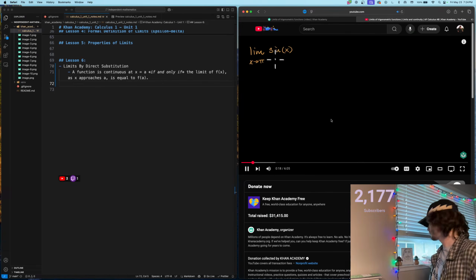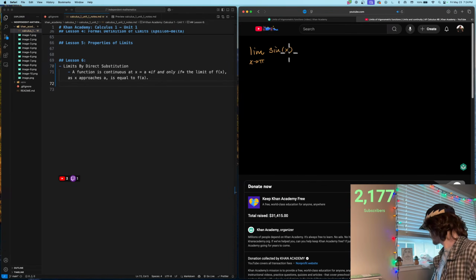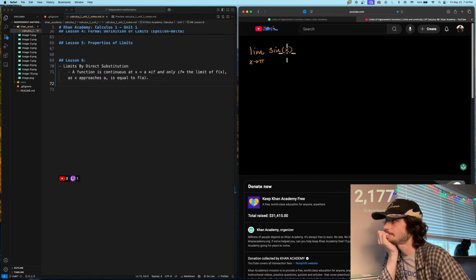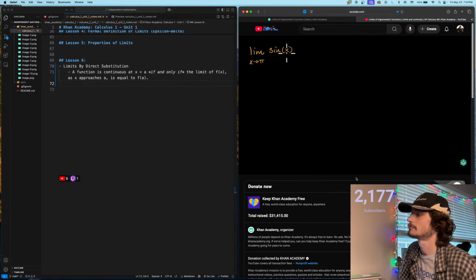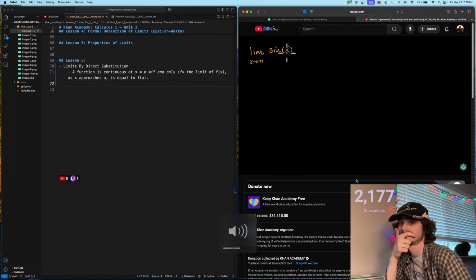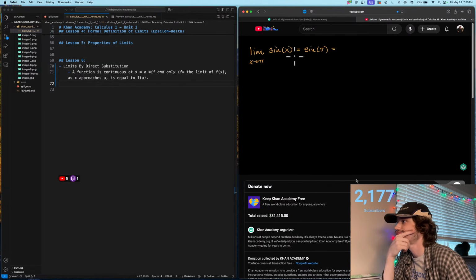Well, both sine of x and cosine of x are defined for all real numbers. So their domain is all real numbers. You can put any real number in here for x, and it will give you an output. They are also continuous over their entire domain. In fact, all of the trigonometric functions are continuous over their entire domain. And so for sine of x, because it's continuous and it's defined at pi, this is the same thing as sine of pi. And sine of pi, you might already know, is equal to 0.